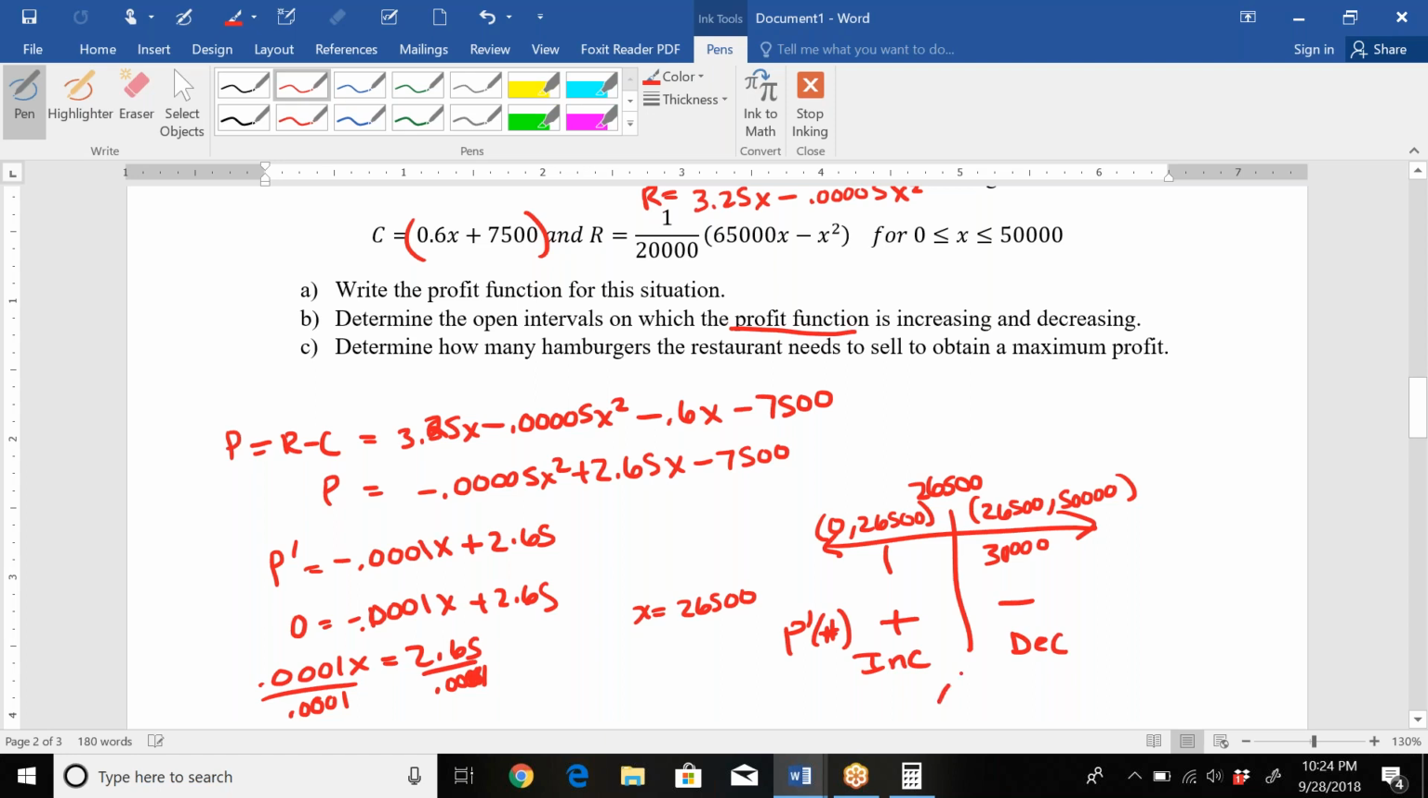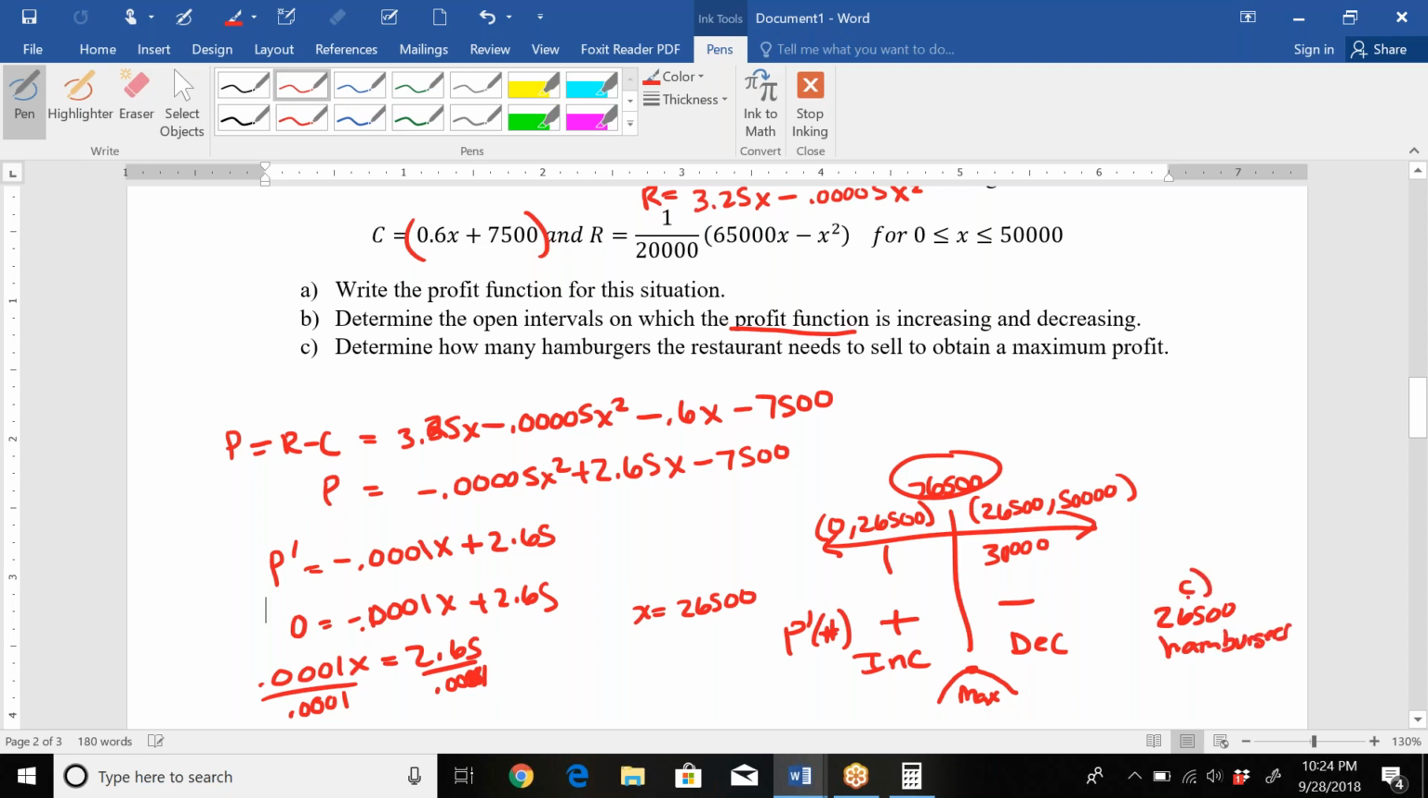So you're going uphill to the point and then downhill. So that means that that actually is a max, and we're kind of defining that before we get to that section. So that tells us in C, how many hamburgers does the restaurant need to sell to make its maximum profit? It's the 26,500 hamburgers.